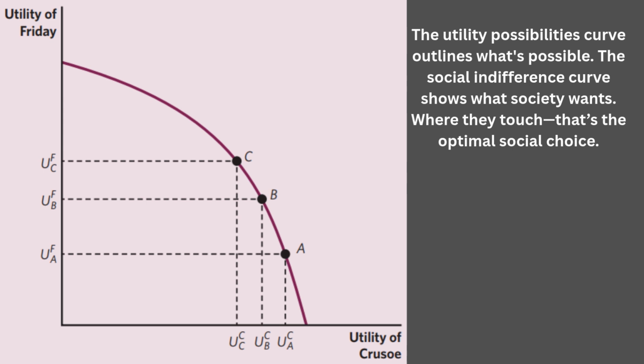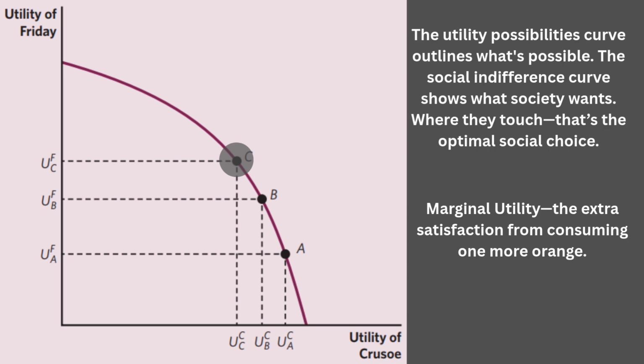Think about oranges instead of utility. Crusoe and Friday are both consuming oranges. We start at point A where Crusoe has more oranges and therefore more utility. We transfer some oranges to Friday, first to point B, then to C. Each step makes Crusoe worse off but improves Friday's well-being. The key idea here is marginal utility, the extra satisfaction from consuming one more orange. Friday, who starts with fewer oranges, gets more satisfaction from each extra orange than Crusoe does.